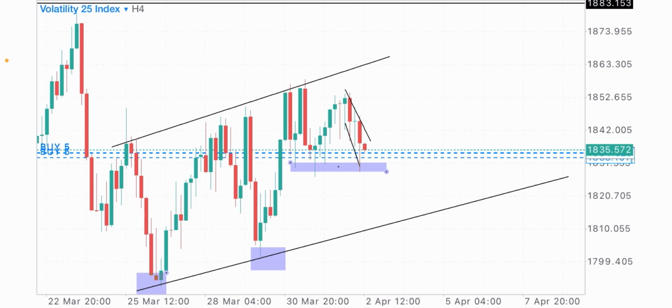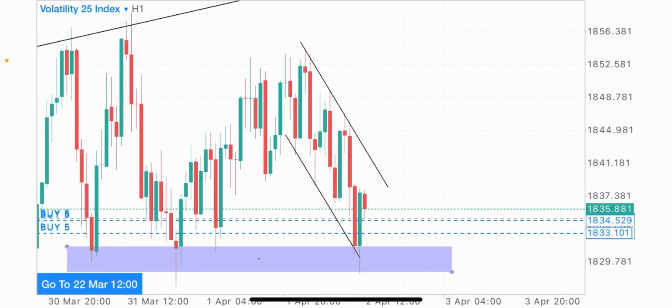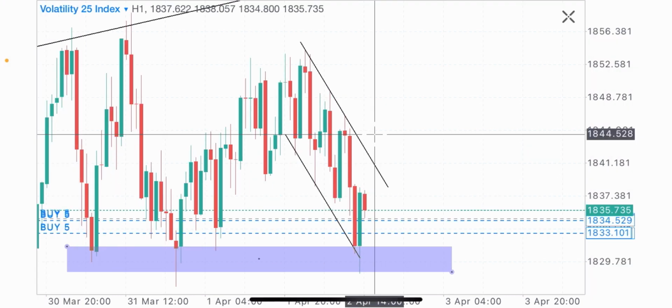Okay, so on that level, or the support level, if you switch to a lower time frame, on the 1 hour time frame, I don't skip any time frame, guys.